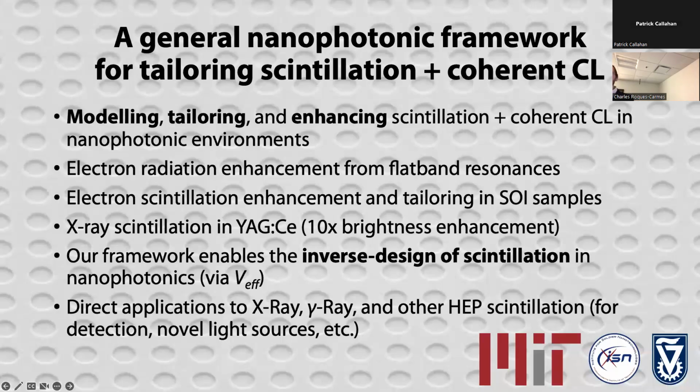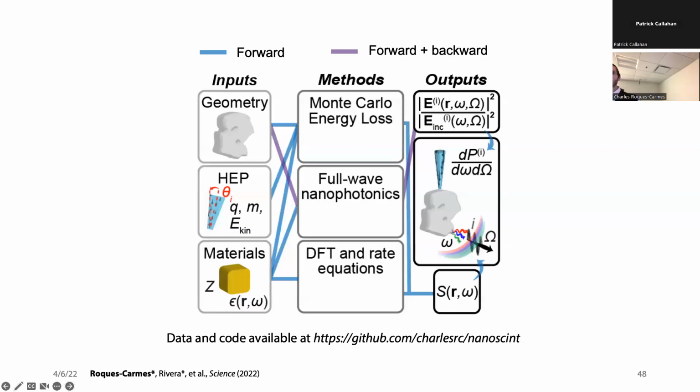So we developed this framework to calculate scintillation in arbitrary nanophotonic structures and demonstrated it in X-ray and electron beam platforms. And an interesting feature, which I didn't talk about but actually showed to you earlier: if you look at this framework, you see that there are some lines, the purple lines, that can also have backward propagation of information. With that, I mean that we can calculate gradients of the outputs with respect to the input, even in this complex emission process that scintillation is.